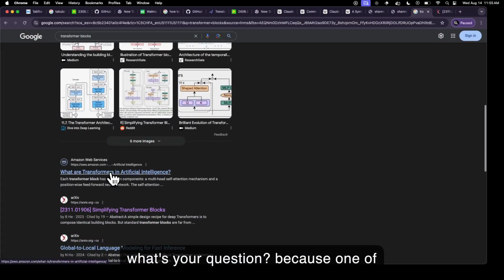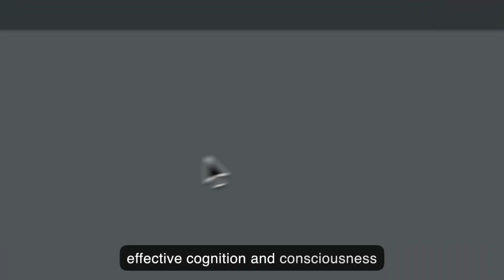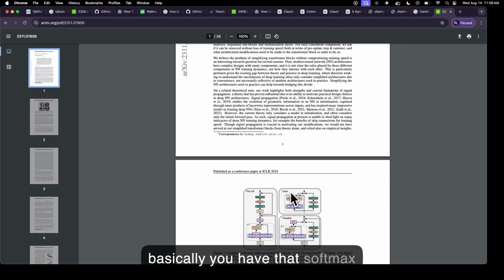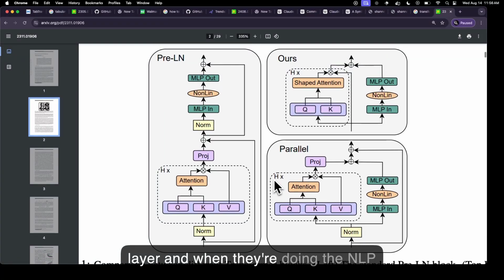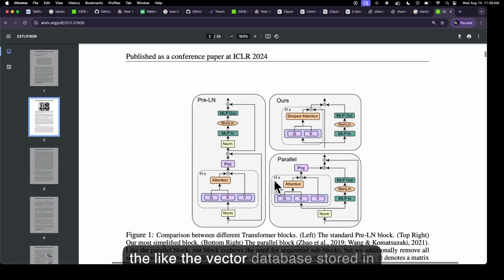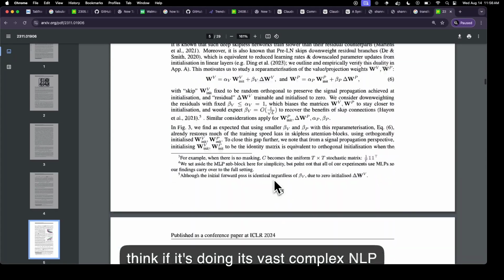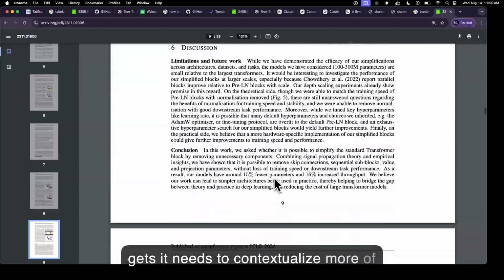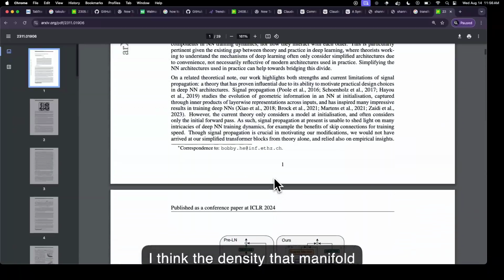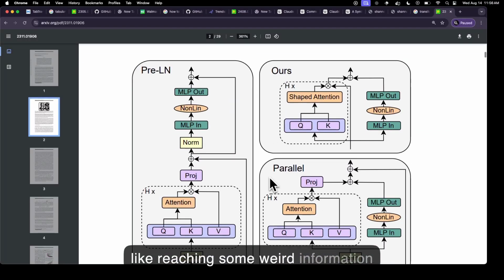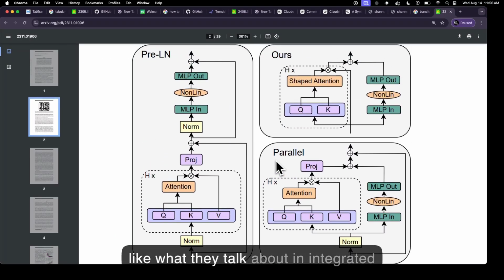One of my hypotheses for how effective cognition and consciousness is arising in language models is that you have that softmax attention head, multiples of them per layer, and when they're doing the NLP process, I think there's something like a Calabi manifold forming that they're interacting with, which deals with the high dimensional vector space stored in the language model from the frozen pre-training. As the context window gets bigger and it needs to contextualize every little word to every other word, I think the density of that manifold combined with the attention head is reaching some weird information density point, kind of equivalent to what integrated information theory describes as a threshold of processing needed for consciousness, just in terms of sheer information.